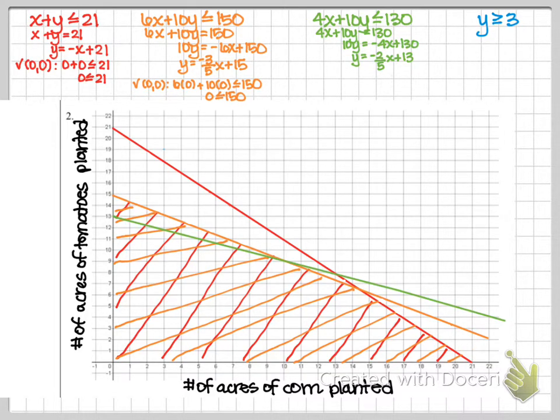Okay, so now I've got my green graph on there, and then I'm going to test (0, 0) again. Now, you can always test a different point. That's totally okay. Just make sure that it's not on the boundary itself. So I'm going to check (0, 0), plug that back into the original. I get 0 plus 0, which is just 0, is less than or equal to 130. That's true. So from the green line, I'm going to shade down, towards (0, 0).